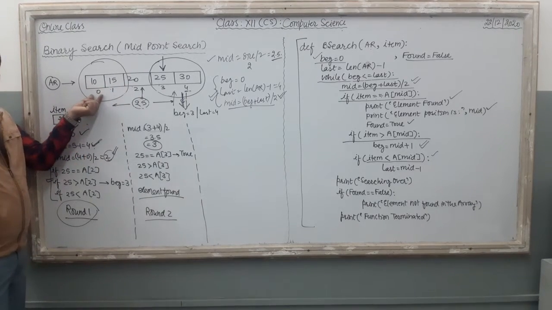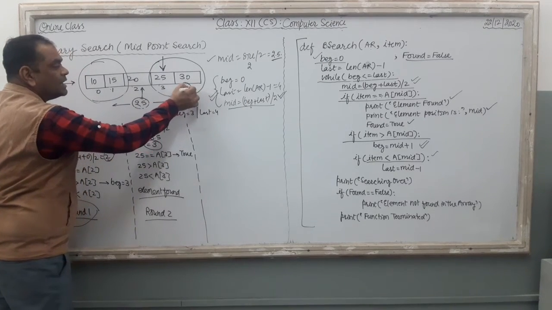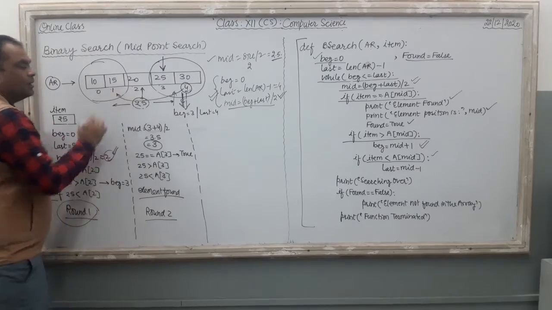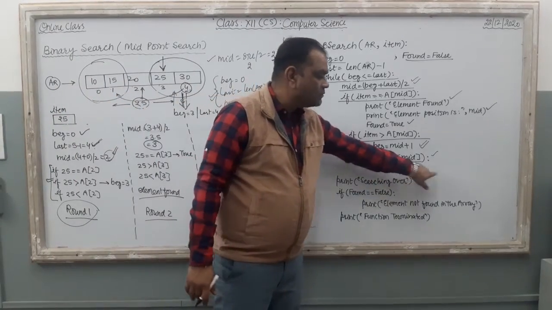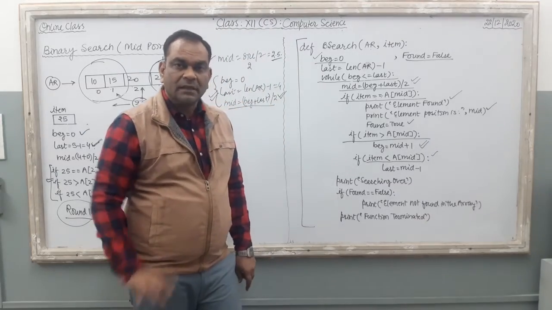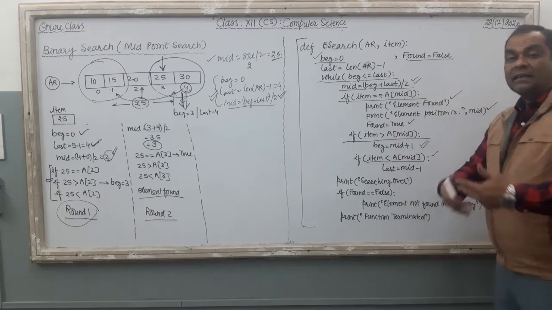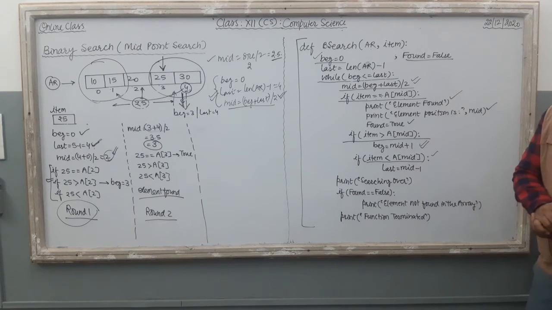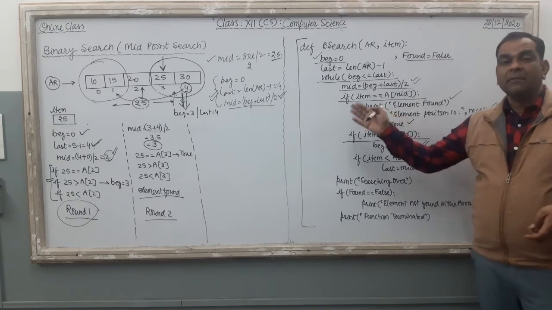Here the beginning value is 0 only. We have to shift the last position, so last equal to mid minus 1. Clear? This is the formula here. Done. Now the loop executes again and again, and if the element is found, the specific message is shown.